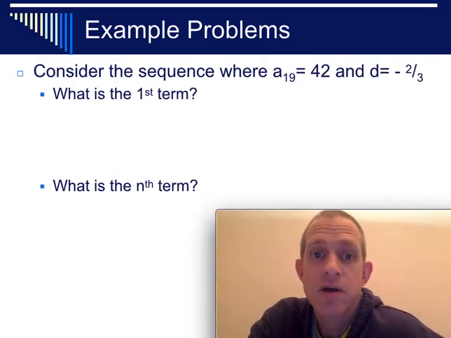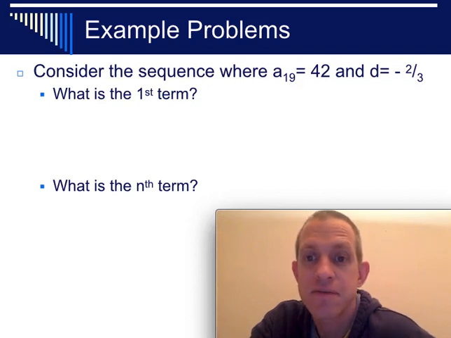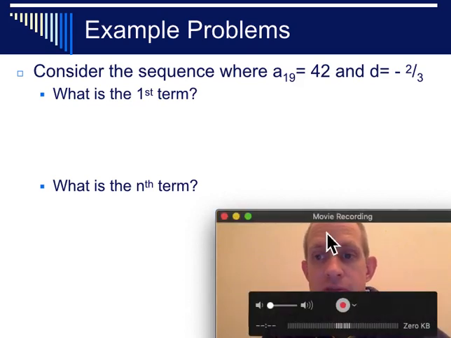Here's another example. In this case, we want to build a sequence so that it has as its 19th number 42. And I also want the common difference each time to be negative 2/3. And so the question is, what's the first term in that list? And in general, what's the formula for the nth term?